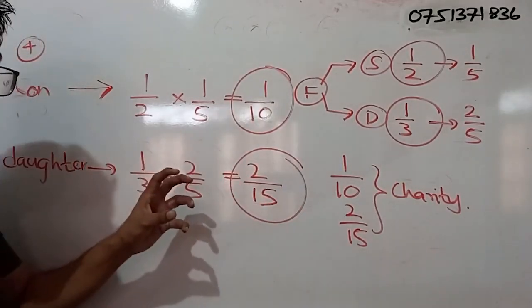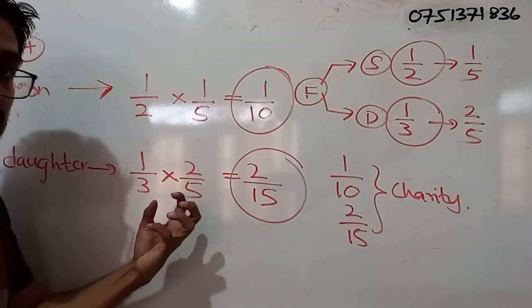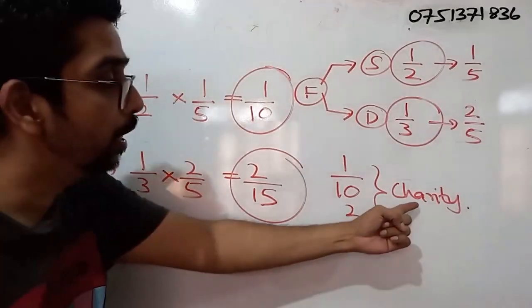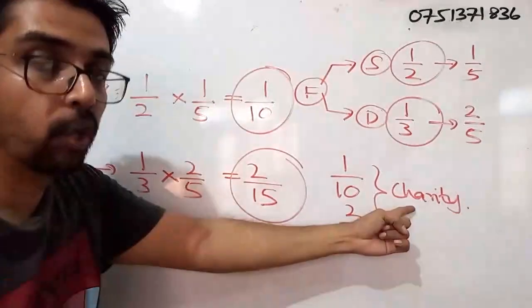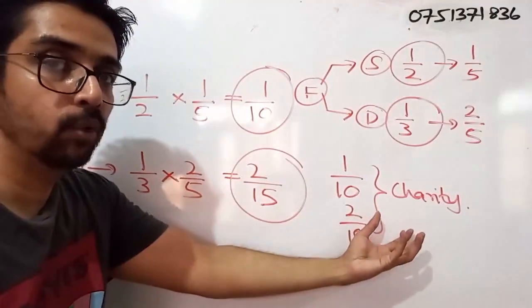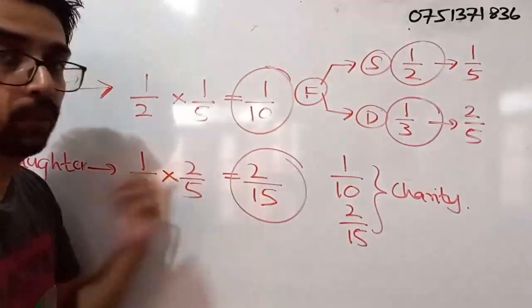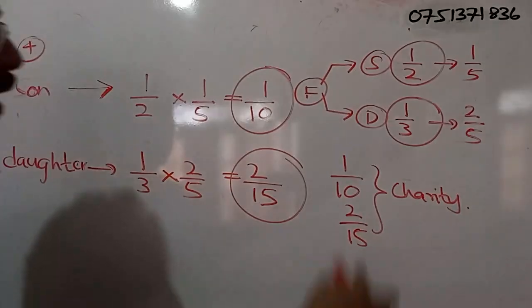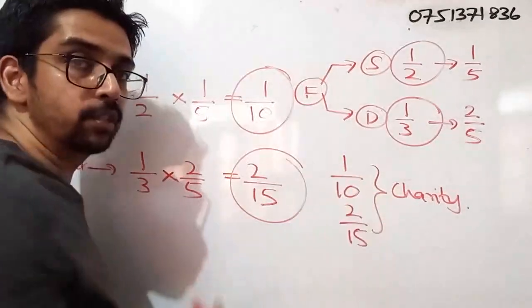Now we can find the total amount as a fraction which the charity received. We can add these fractions together.